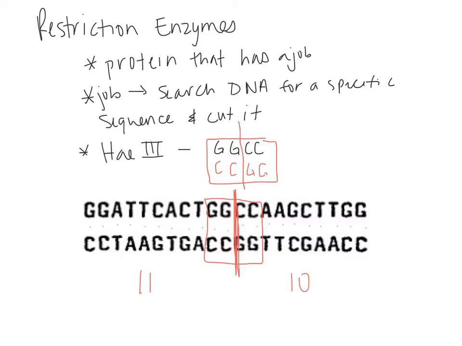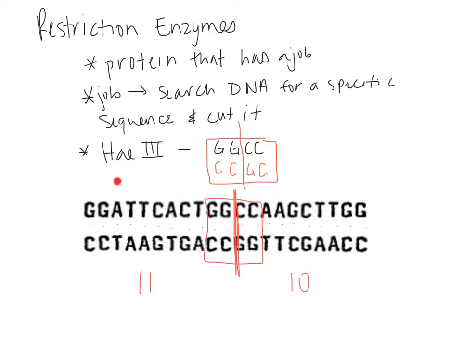Now, the key thing to remember about restriction enzymes is they search the DNA for a specific sequence and they make the cut. Now, here's one thing I don't want you to forget. When you're looking, you look at the double-sided DNA. So we look for GGCC, and the bottom is going to be CCGG. So we have GGCC, the bottom is CCGG.